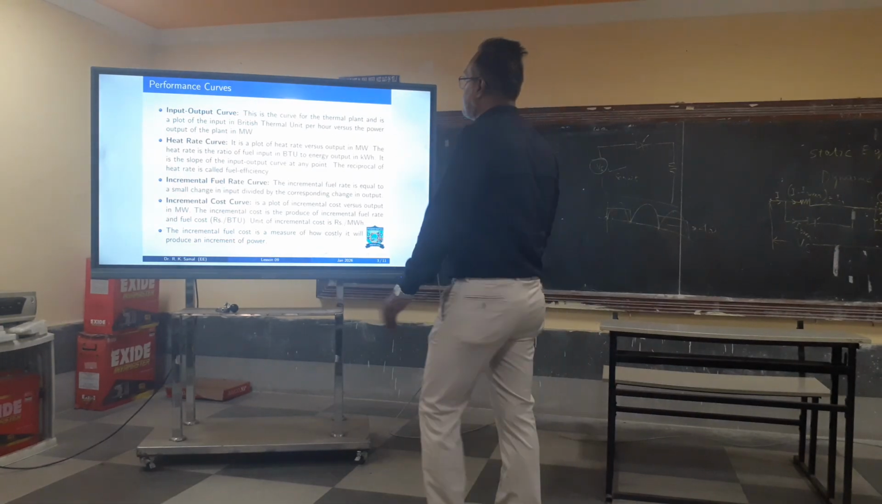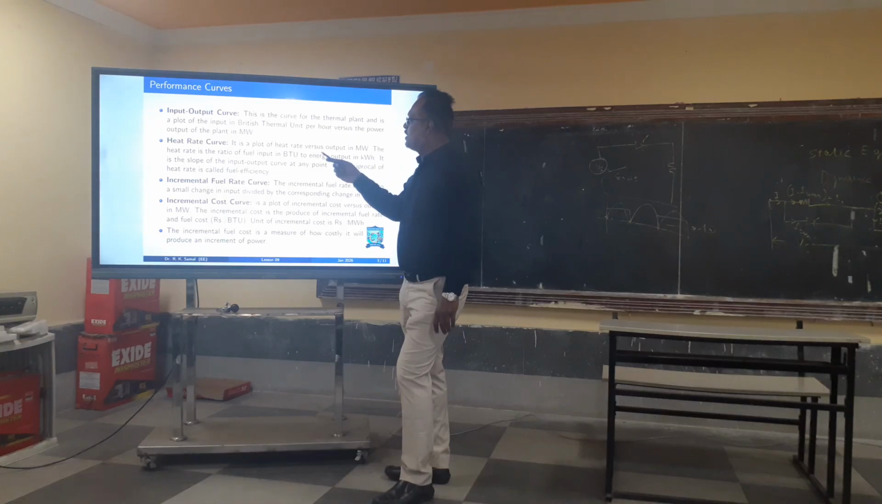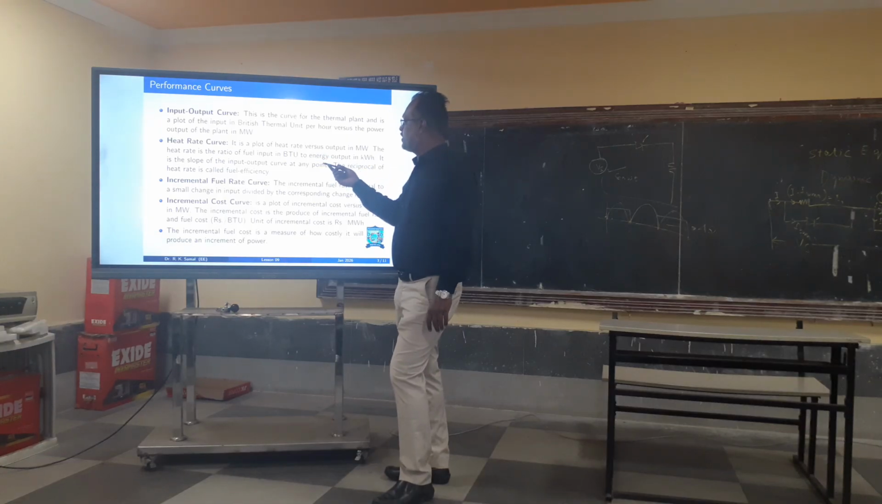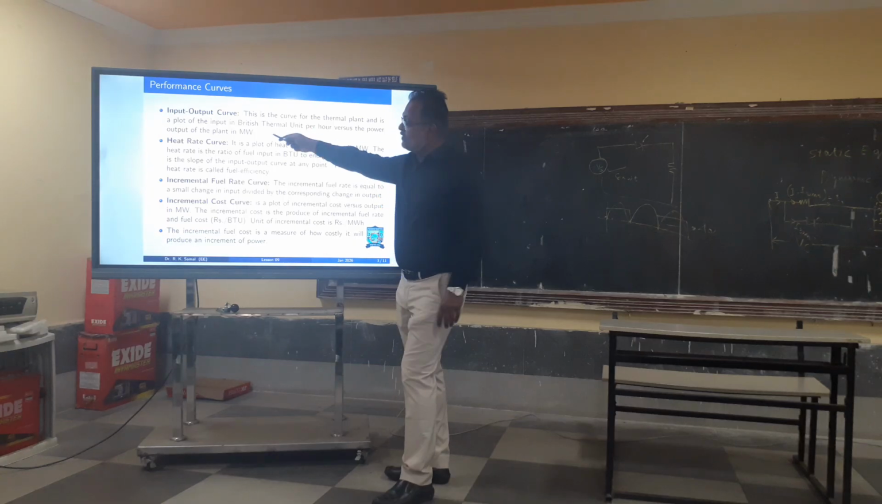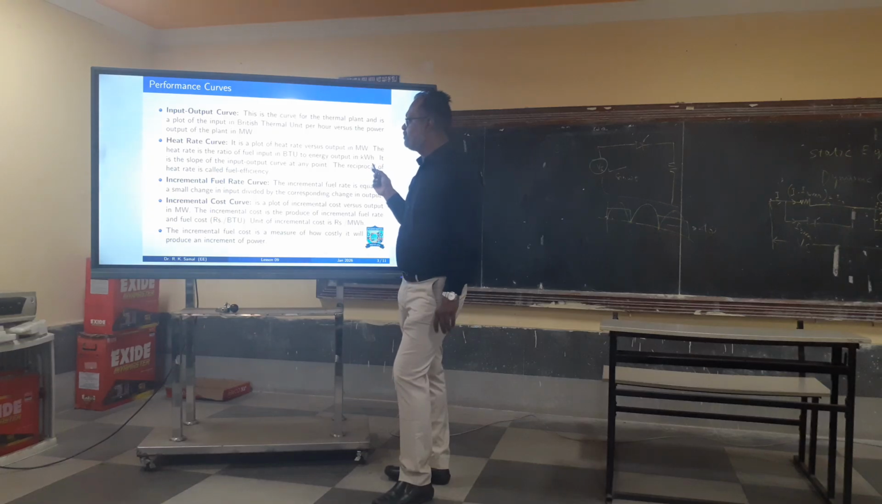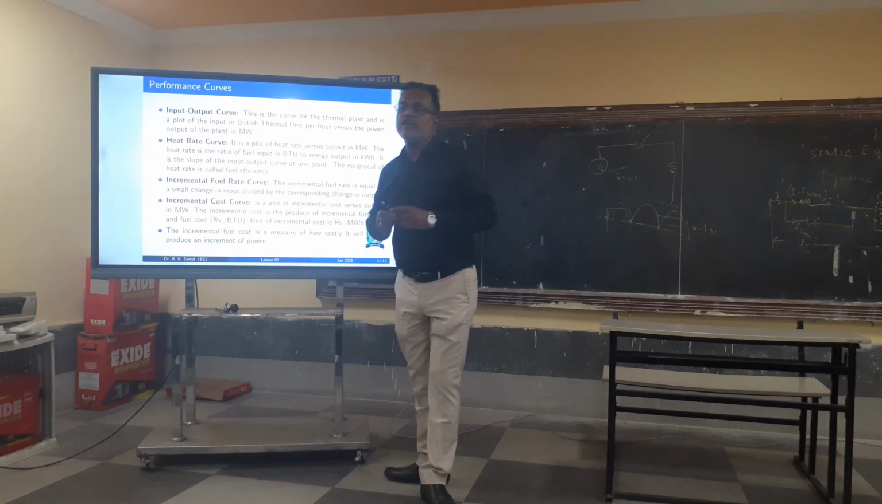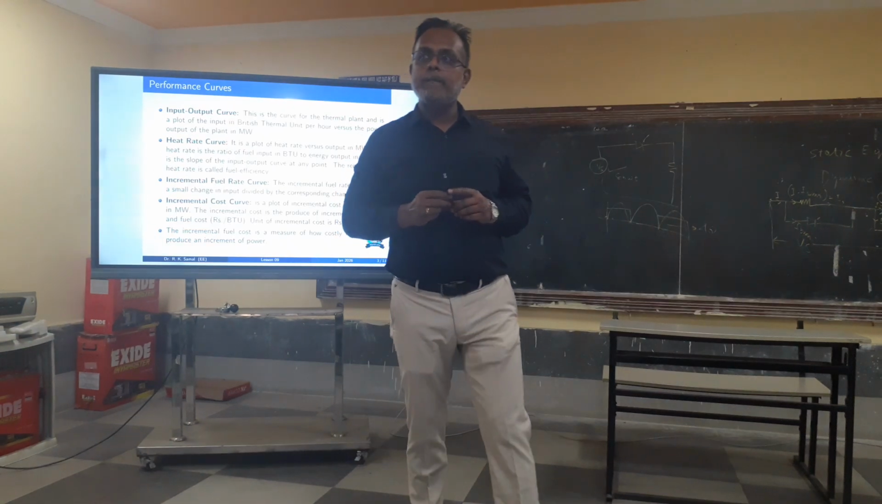Okay. The second one is the heat rate curve. This is a plot of heat rate versus output in megawatt. The heat rate is the ratio of fuel input in BTU to the energy output in kilowatt hour. This is with respect to, here it is in megawatt, one axis in megawatt, here it is in kilowatt hour. Okay. The slope of the input-output curve at any point, the reciprocal of heat rate, is known as fuel efficiency. Okay.